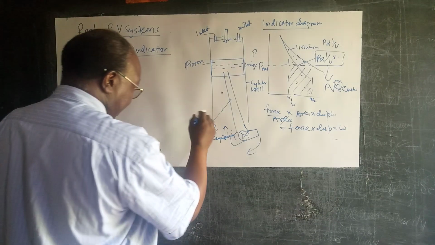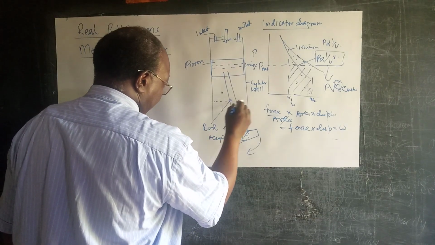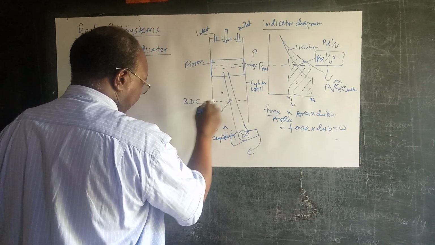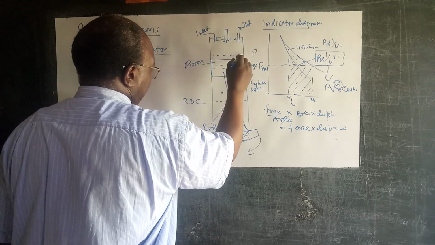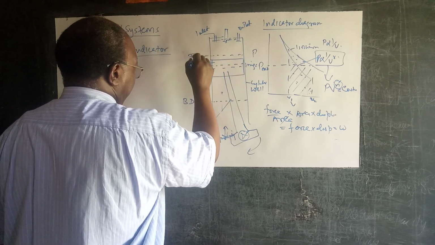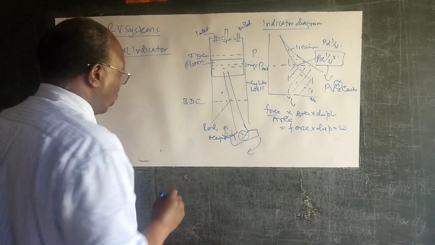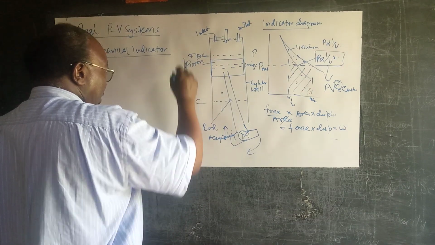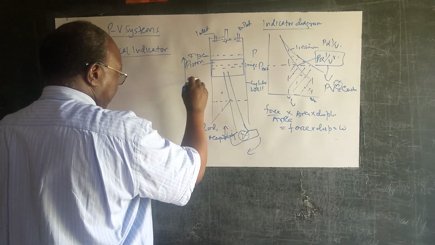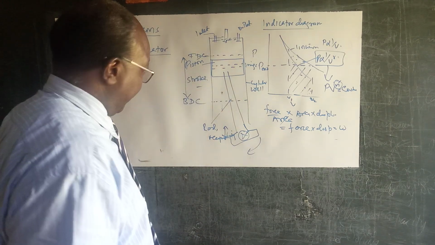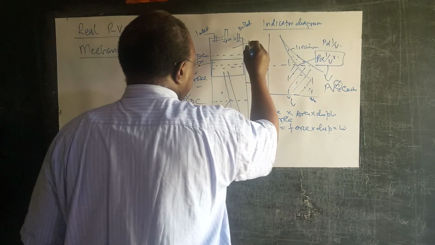Let's say that we have that as the bottom dead center, and let us say that we have this as the top dead center. Between these two configurations, this represents the piston stroke. And here we have the clearance volume.